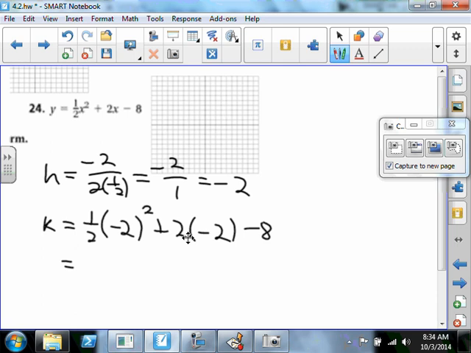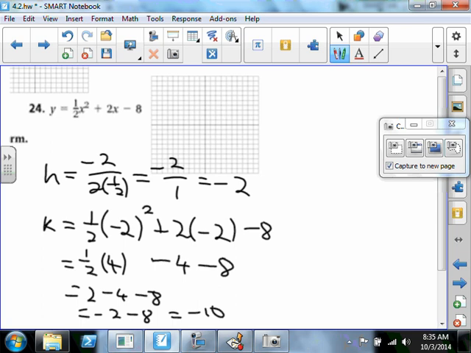So that's 1/2 of 4 minus 4 minus 8. So that's 2 minus 4 minus 8. That's negative 2 minus 8. So that's negative 10. And I just dropped my magic marker like it's hot. My vertex is negative 2, negative 10.